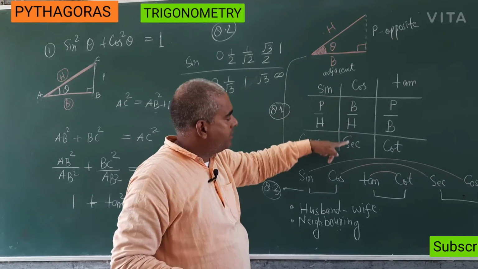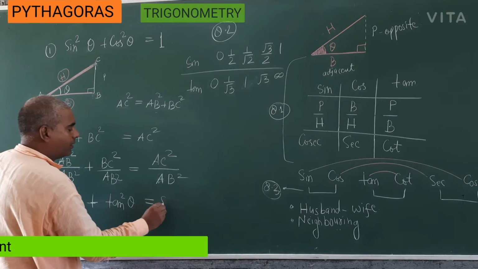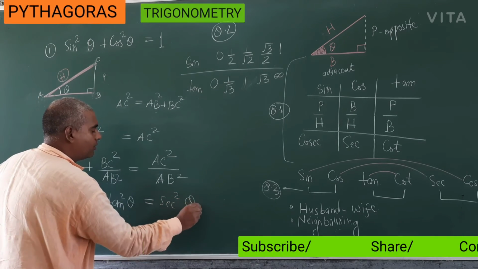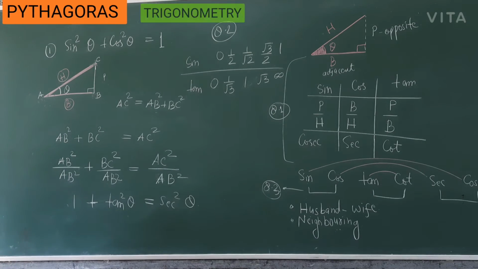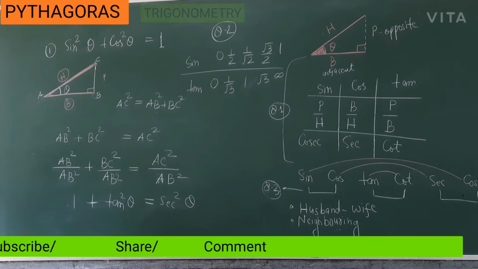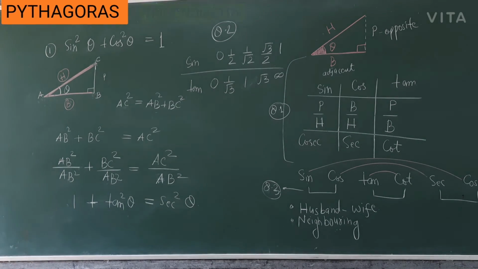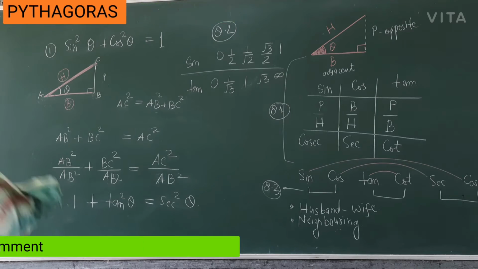Hypotenuse upon base means sec. So this will be 1 plus tan square theta is equal to sec square theta. This is another result of the same Pythagoras theorem. And this time I have divided by AB square. So this was the second result.